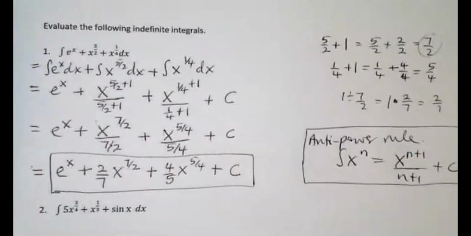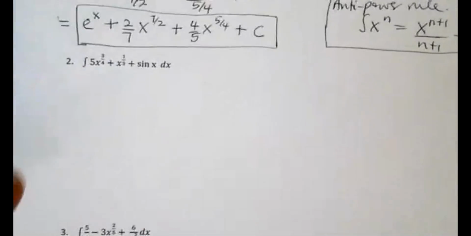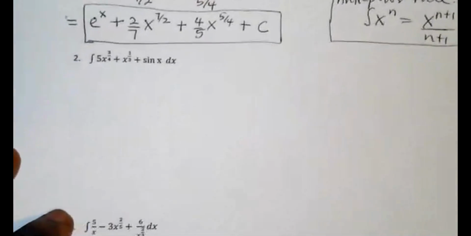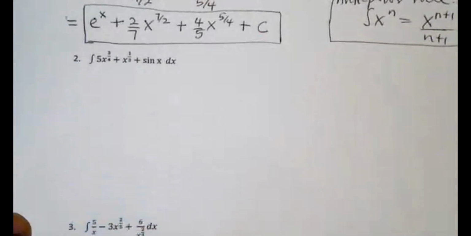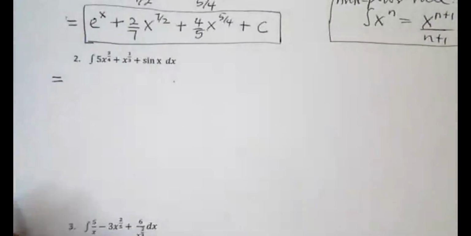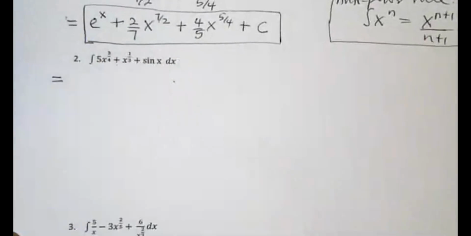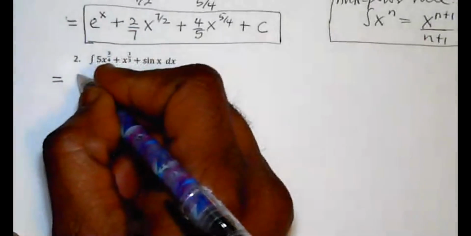Okay, great. Let's go to the second example. So in the second example, we have the integral of 5 times x raised to the power 3 over 4 plus x raised to the power 1 over 3 plus sine x. So let's apply the sum rule since we are adding three different functions, right? So let's split this up.